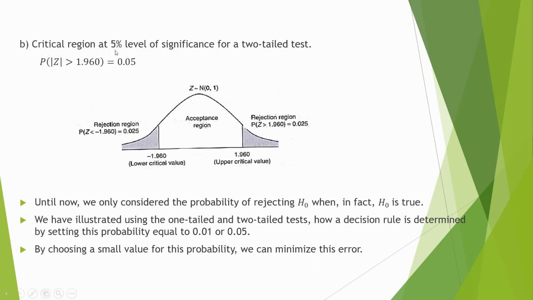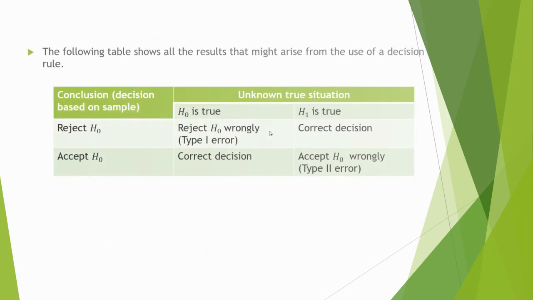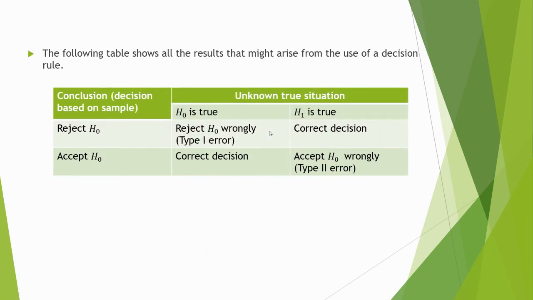So here is the 5% critical region. 5% is the summation between two sides, so you will have to divide by 2. 5% is 0.05, so the left hand side is 0.025 and the other side is 0.025 as well. 1.960 is different from the table just now.